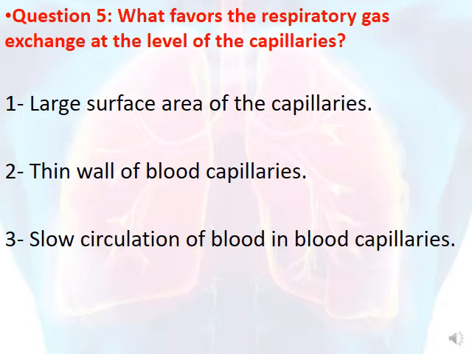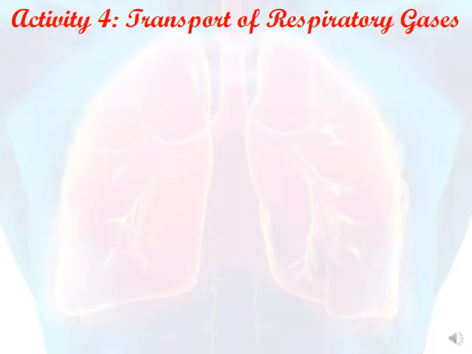You have to know that we have a large surface area of the capillaries, a thin wall of the blood vessels, and slow circulation of blood in the blood capillaries. So these three characteristics: large surface area of the capillaries, thin wall of the blood capillaries, and slow circulation of blood in the blood capillaries, help the respiratory gas exchange at the level of the capillaries.